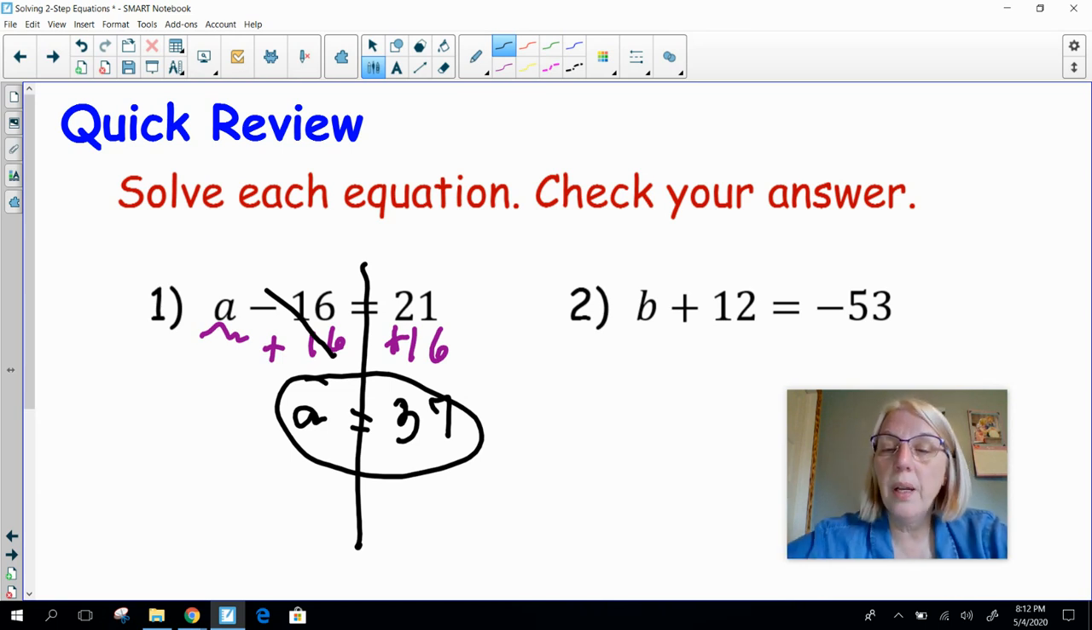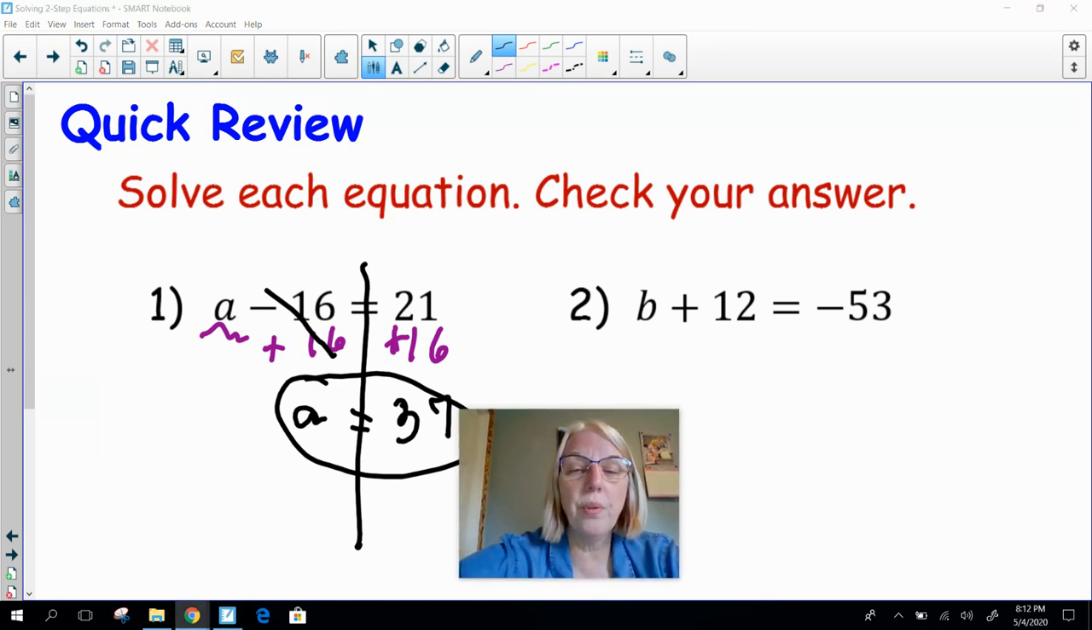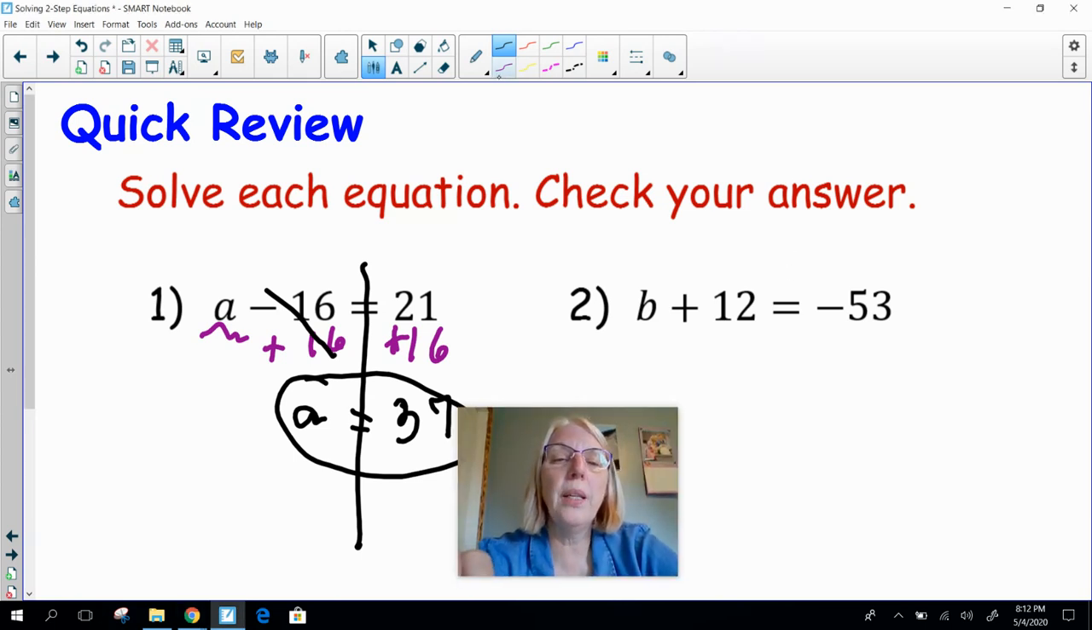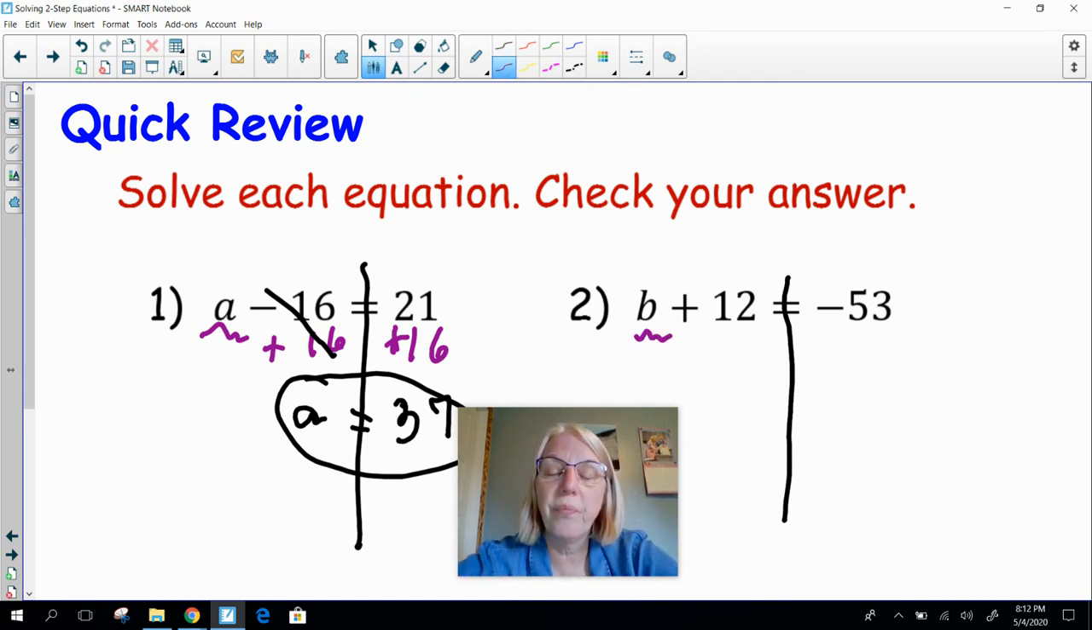Another example. I want to make sure that you understand that we always draw that straight line right through the equal sign. In this case, our variable happens to be B. What's happening to B? Well, in B, we're adding 12. So the opposite of adding is subtracting, and so we're going to subtract the 12. And what we do to one side, we do to both sides. So we're going to subtract the 12 from both sides.